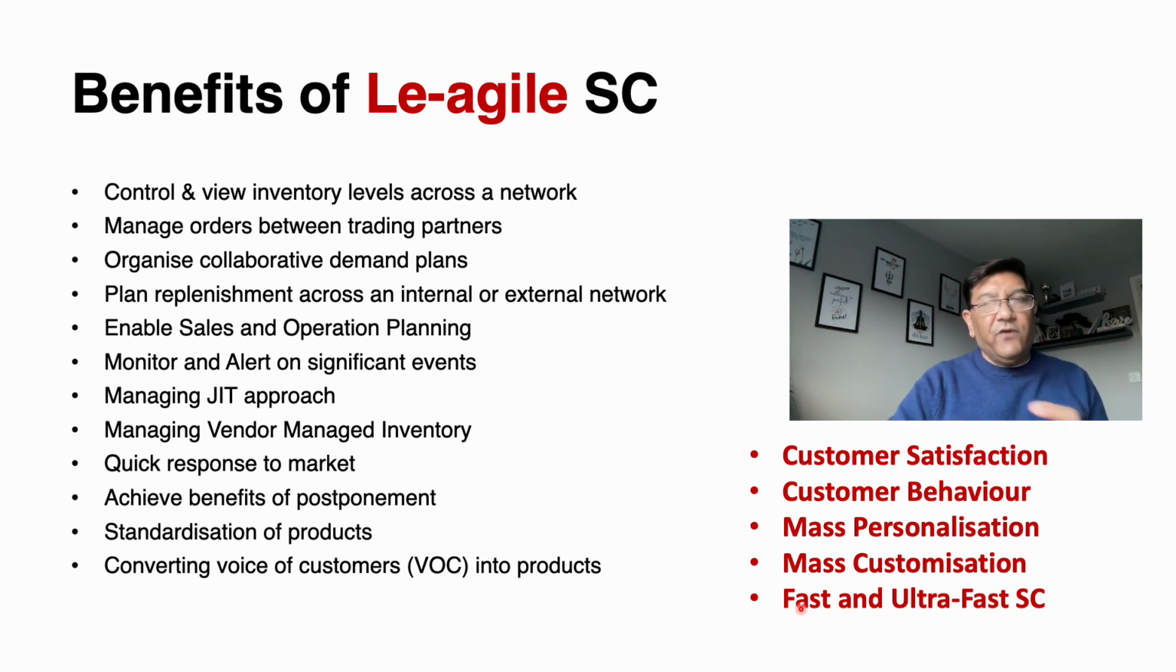And we are creating a fast and ultra fast supply chain. So with lean and agile in combination, we can create a fast and ultra fast supply chain which is much more responsive, but at the same time we can satisfy our customers. We can give them customization and mass personalization options. So I believe you understand how to use lean and agile and what the benefits of lean and agile are in supply chains.